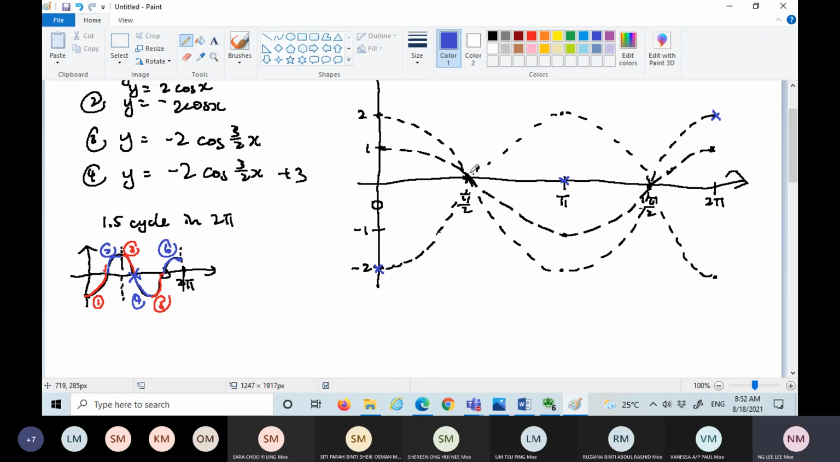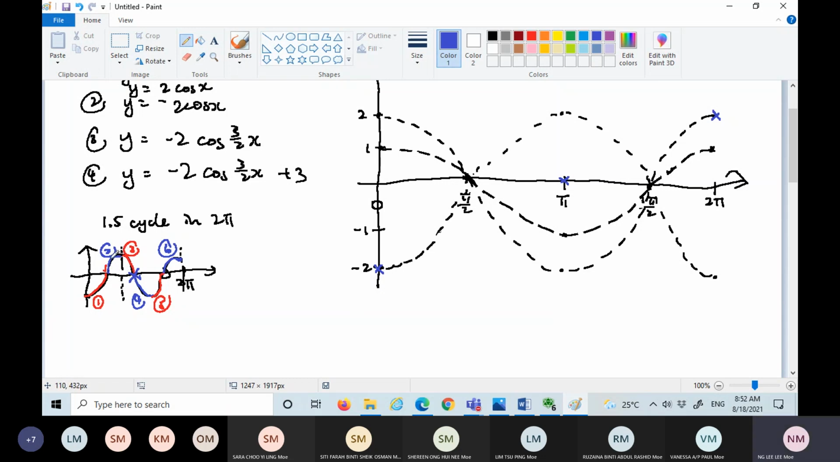Okay, then how about at pi over 2? At pi over 2 is 1, 2, 3. It's 1.5, because here we have 1 part, 2 parts, 3 parts. At pi over 2 is 1 over 1.5, half of the 3 portion. So 1.5 is here.